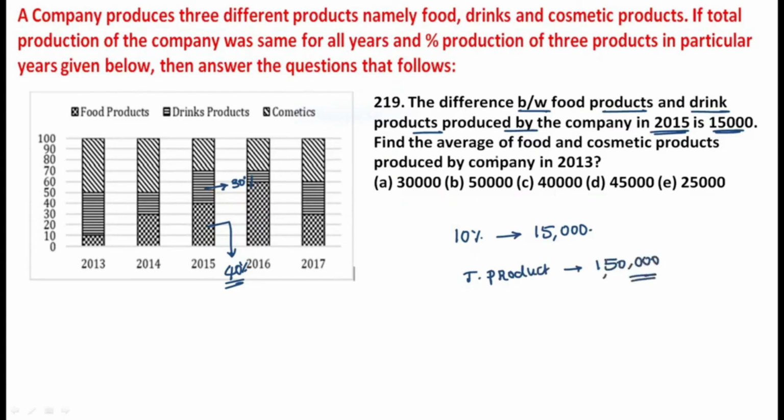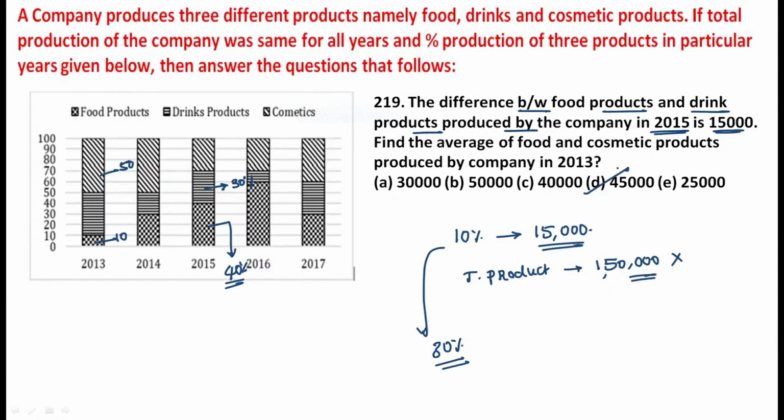Another question. What is the average of food and cosmetic products produced by the company in 2013? The total production rate is constant throughout all the years. Now you have to identify the average of cosmetic and food. So food is 10, cosmetic is exactly equal to 50, and the average value becomes 30. Now you already know that 10% is equal to 15,000. No need to calculate this value. Directly, 30% means 3 times 15,000. Now you can choose your option.